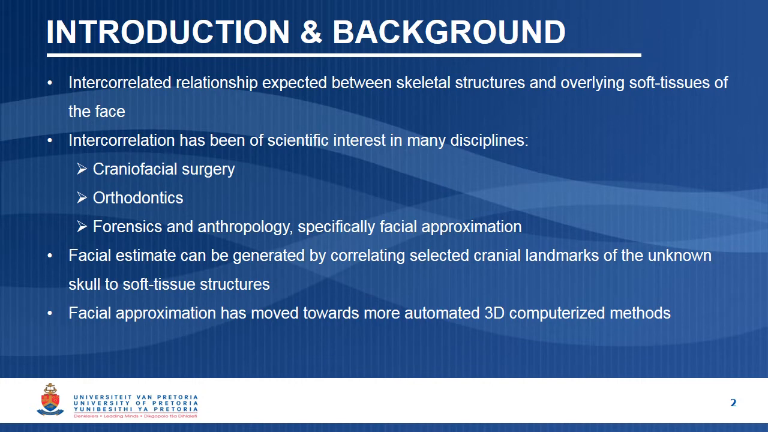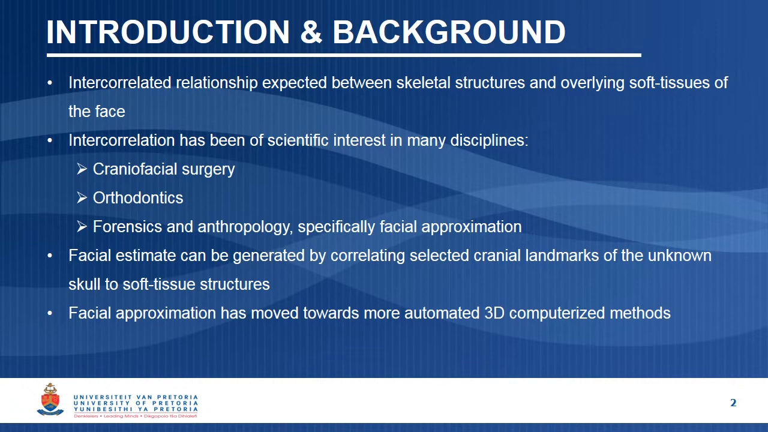An intercorrelated relationship in both form and function between skeletal structures and overlying soft tissues of the face is expected to exist based on biological reasons. This intercorrelation has been of scientific interest in many disciplines, such as craniofacial surgery, orthodontics, and forensics and anthropology, specifically facial approximation, for developing more accurate facial recognition methods.